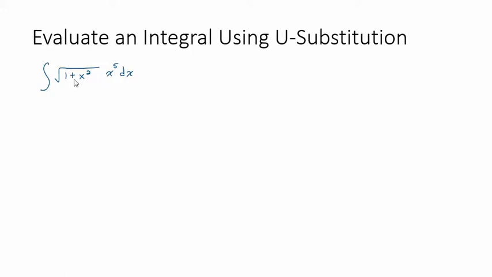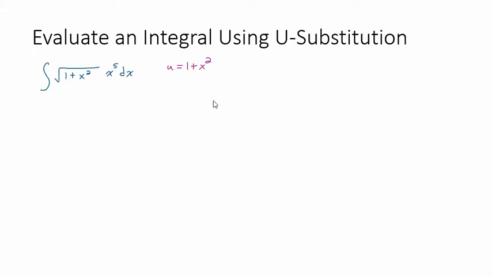Alright, so here I have a composite function. Ignoring this x to the 5th, this is a composite function where the inner function is 1 plus x squared and the outer function is square root x. So usually I'd say, alright, I'm going to let u equal this inner part. I'm going to let u equal 1 plus x squared.